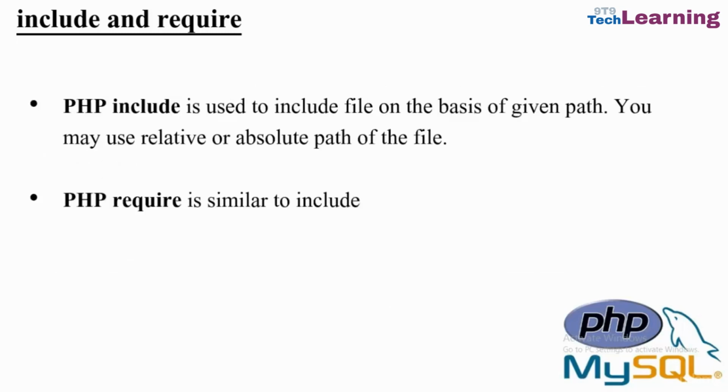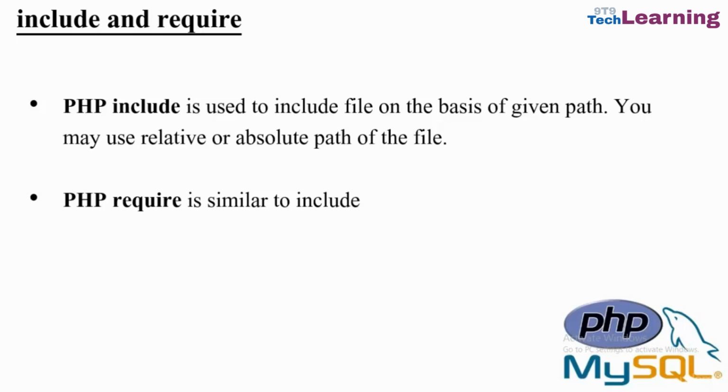Include and require. PHP include is used to include a file on the basis of a given path. You may use a relative or absolute path of the file. PHP require is similar to include. Require is identical to include except upon failure. It will also produce a fatal E_COMPILE_ERROR level error.